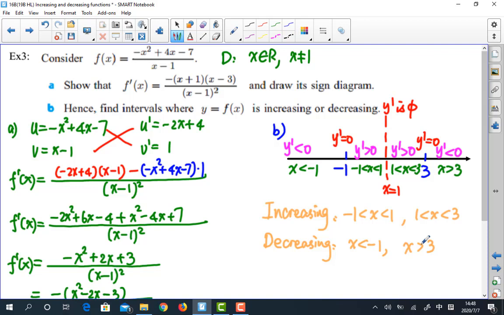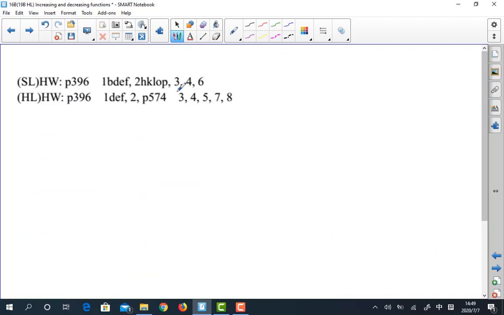This function is more complex. We don't graph it because we don't have enough knowledge to graph the properties on the graph in details. So we only discuss the trends of this rational function. This is the end of this lesson.